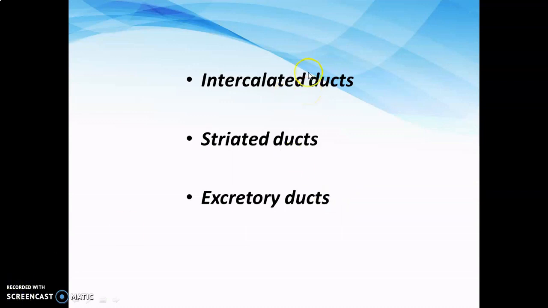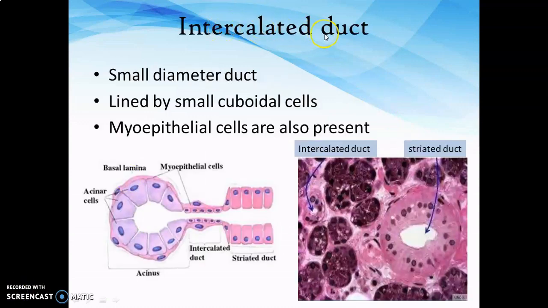As I said earlier, the ducts are lined by epithelial cells, but there is difference in diameter and nature of epithelium lining these 3 different ducts. So now let's move on to it. The intercalated duct, which is the first duct starting from the acini, you can see here.